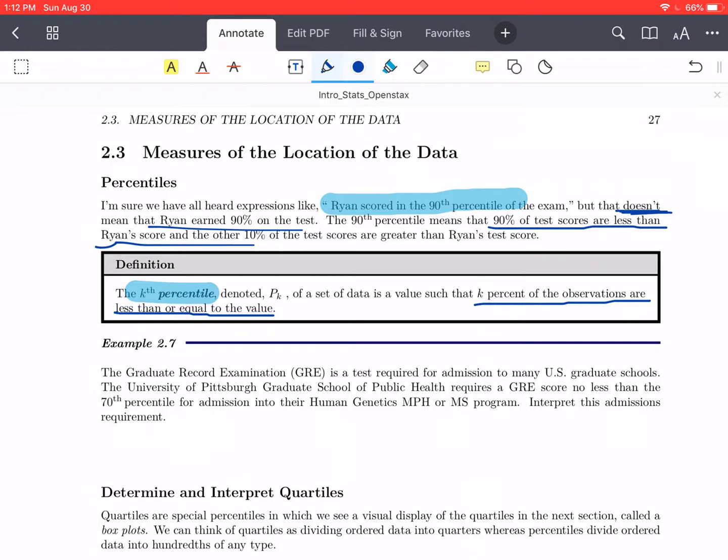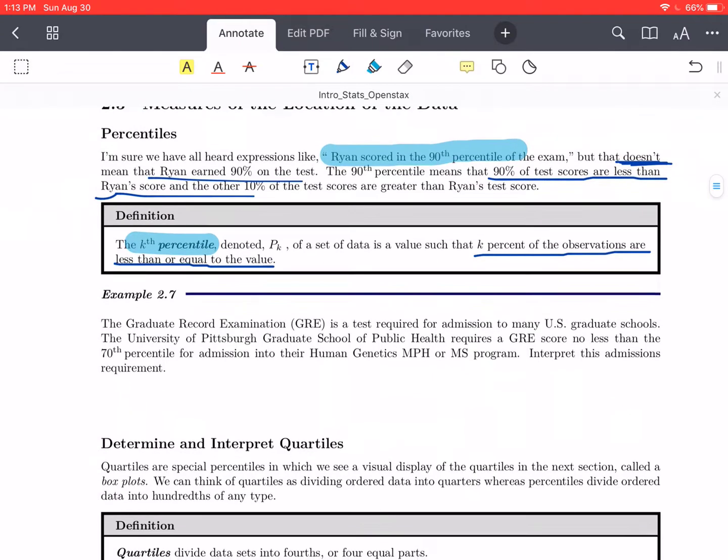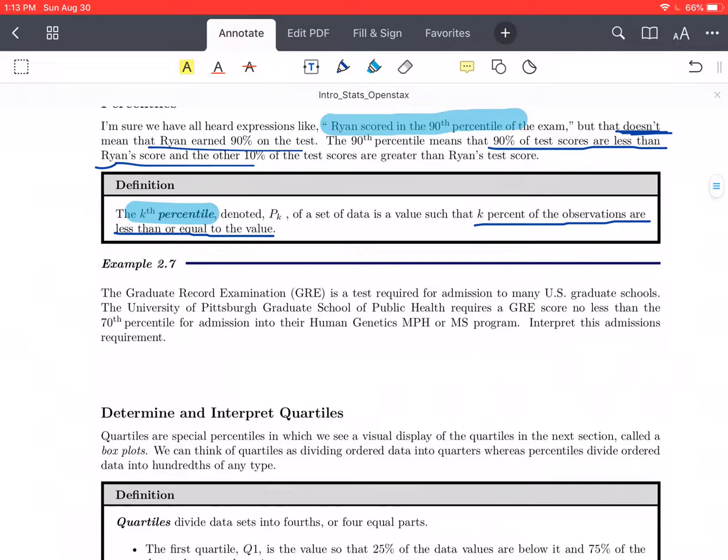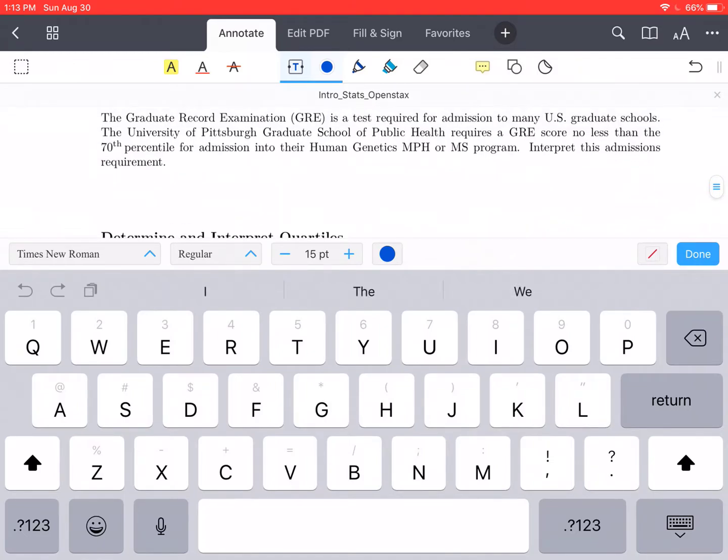Okay, so if 90% of people got an F and he got a D, then he could still be in the 90th percentile because he scored higher than 90% of everybody else, regardless of what his actual score is. So for this example, the Graduate Record Examination, the GRE, is a test required for admission to a lot of U.S. grad schools. University of Pittsburgh Grad School of Public Health requires a GRE score no less than the 70th percentile for admission into their Human Genetics MPH or MS program. So what is this telling us? It doesn't mean you have to get a 70% on the GRE to get into this school.